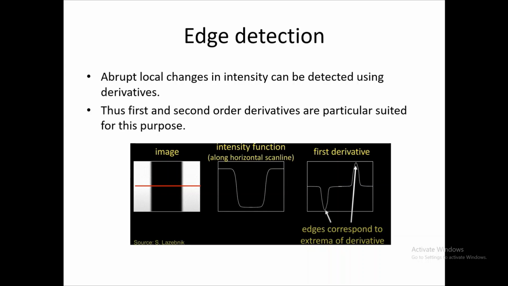that local changes in intensity can be detected by using derivatives. We also discussed the first order and the second order derivatives and their application in our previous video. Here we will again discuss the first derivative. And here we have a very simple example. Here is the image.